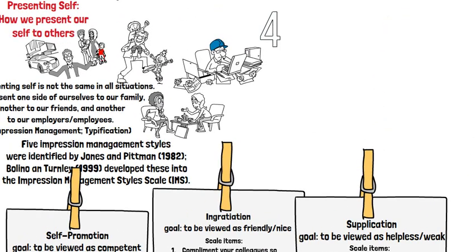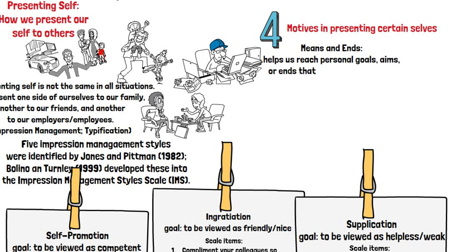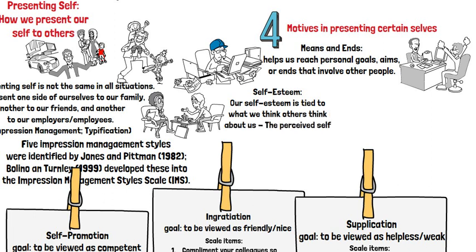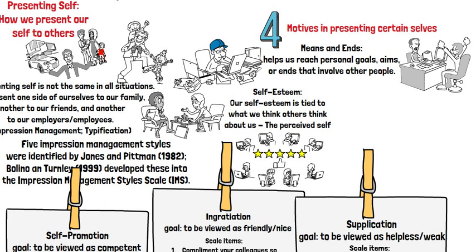Some of you might be wondering, why do we do this? Rosenberg suggests that we have 4 motives. First, means and ends. Presenting a different self helps us to reach our personal goals, our aims, or ends that involve other people. Second, self-esteem. Our self-esteem is tied to what we think others think about us. This is our perceived self.